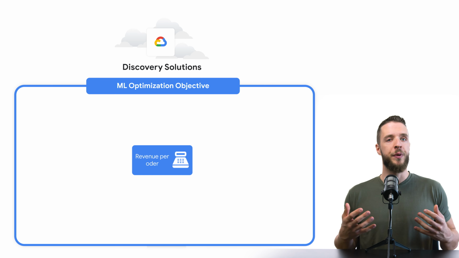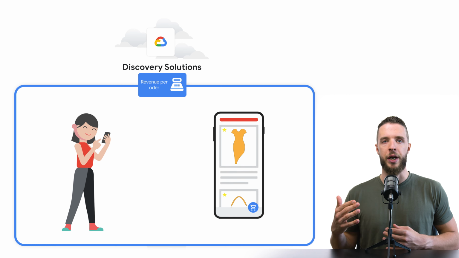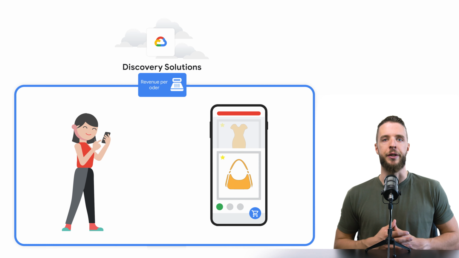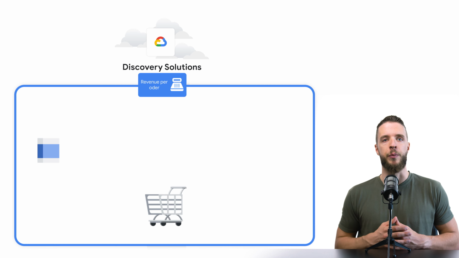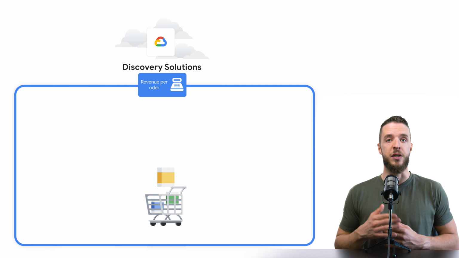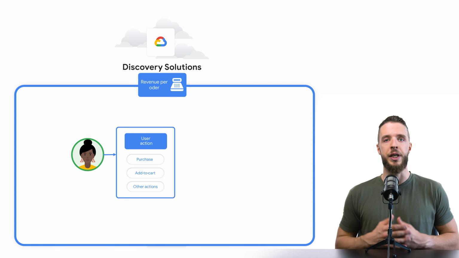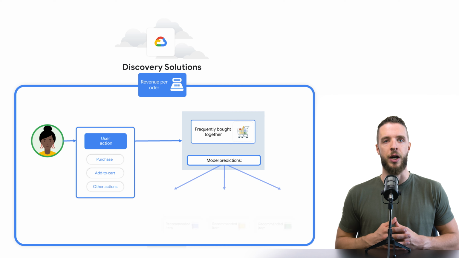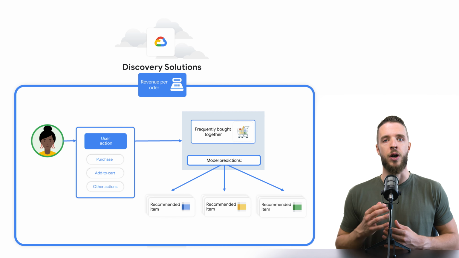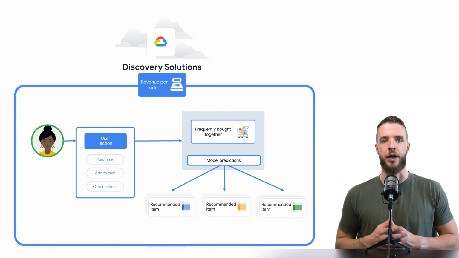Revenue per visit. Optimizing for revenue aims for products that users usually purchase together. It is default only for the frequently bought together recommendation model that is useful when the user has already added a particular product to a shopping cart and you are looking to recommend complementing items for that product.